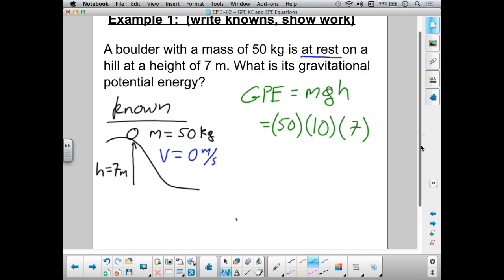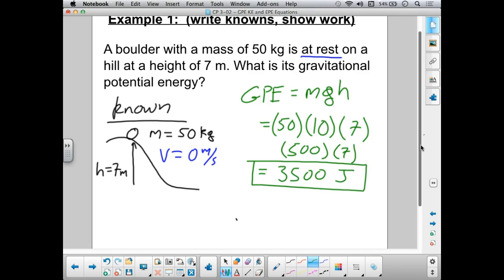If I multiply all these together, let's see, 50 times 10 is 500. Times 7, I'm going to simplify that. And 500 times 7 is 3,500. Now, in physics, a number by itself as a solution doesn't really mean anything. I cannot just leave my answer as a number. It has to have some kind of physical meaning, or it's not really physics. So I need to put units on this number. The units of energy are joules, which I represent with a J.